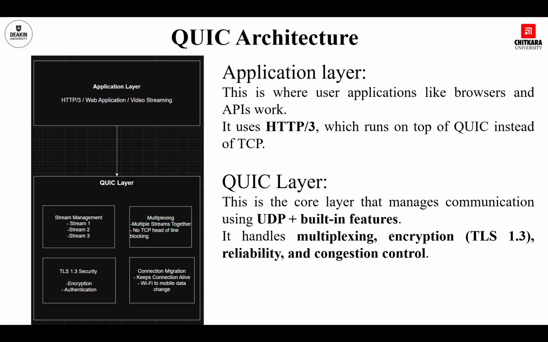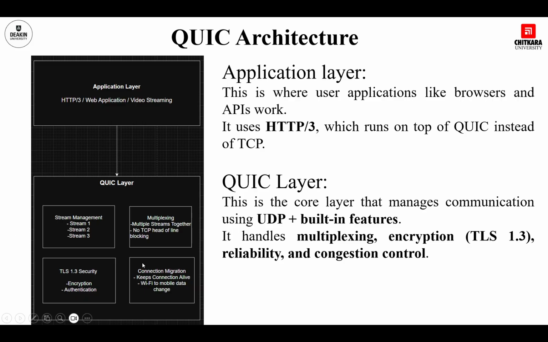Next is the QUIC architecture. Here we can see in the application layer we have user applications like browsers and video streaming applications. These use HTTP version 3, which runs on top of QUIC instead of TCP. Next we have the QUIC layer. This is the core layer that manages the communication using UDP and its built-in features. It handles multiplexing, encryption, reliability, and connection control.